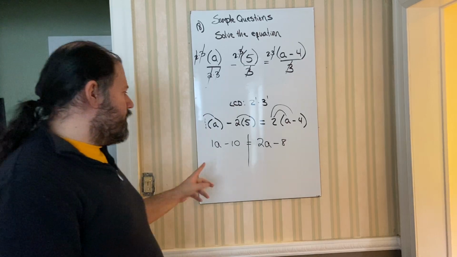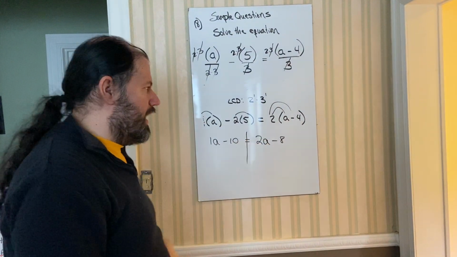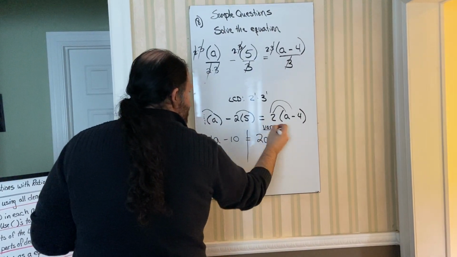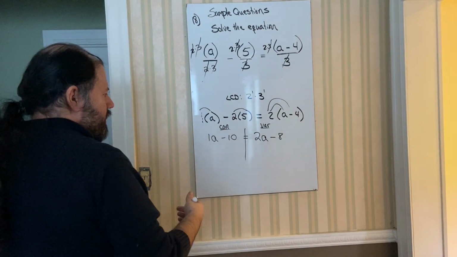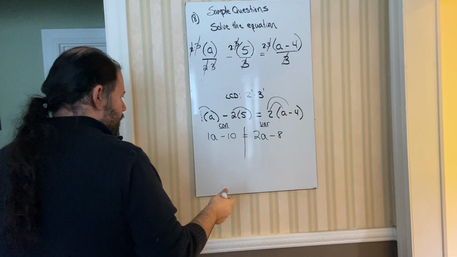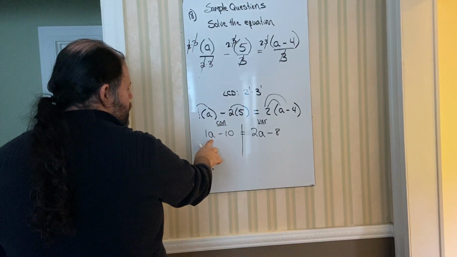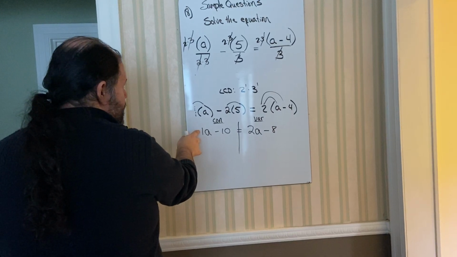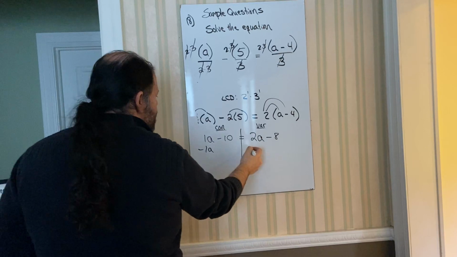Which side am I going to label the variable? 1a versus 2a. I always choose the side that has the higher coefficient. Once I label this side variable, then by default, the other side must be constant. Now I know what things can go and what things need to stay. You know this 10 is a constant, it stays. You know this 1a is a variable, it needs to go. The only way you can move it is the additive inverse. So the opposite of a positive 1a would be a negative 1a.